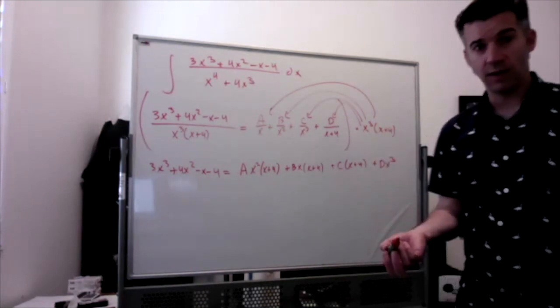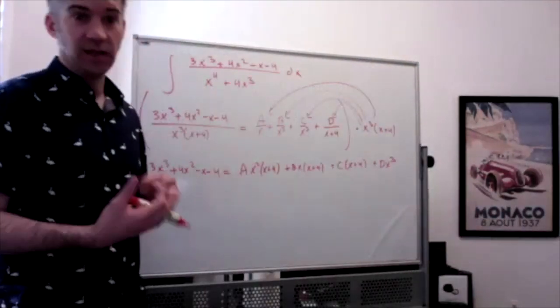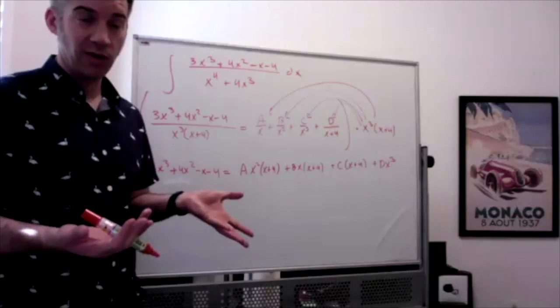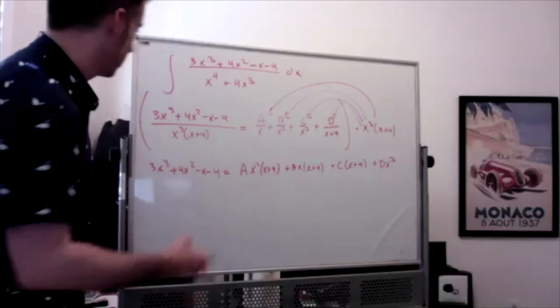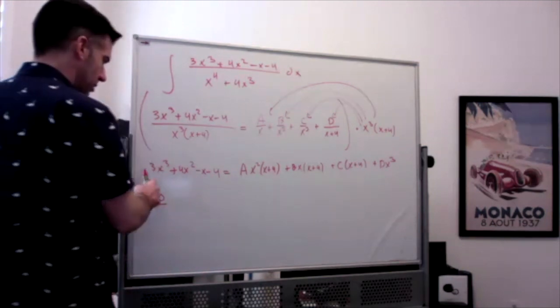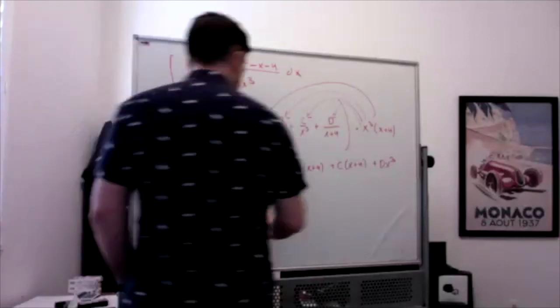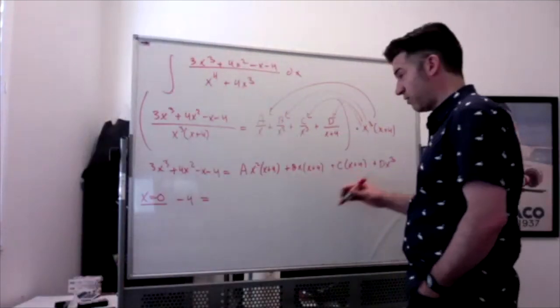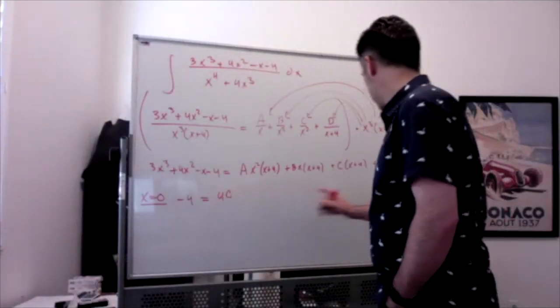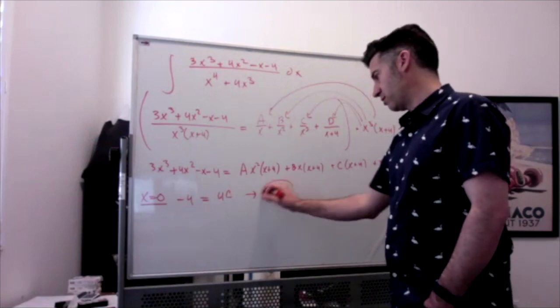All right, so now let's use our convenient values first. Always, always, always, if you have convenient values, meaning things that make a lot of things 0, you should use those first. I'm going to pick x equal to 0. I get 0 plus 0 minus 4 equal to 0 plus C times 4 plus 0. So that's going to give me C equal to -1.